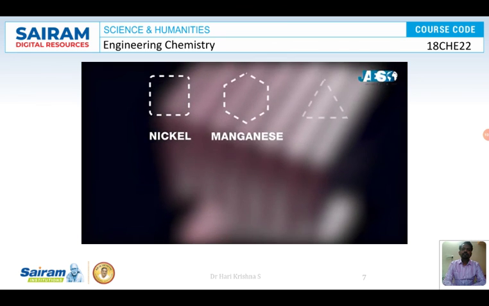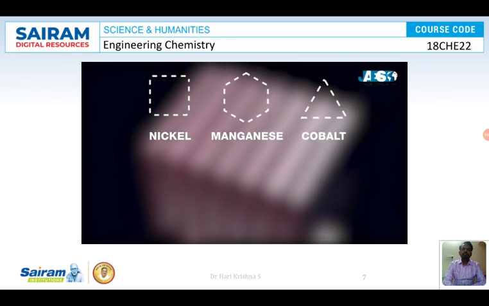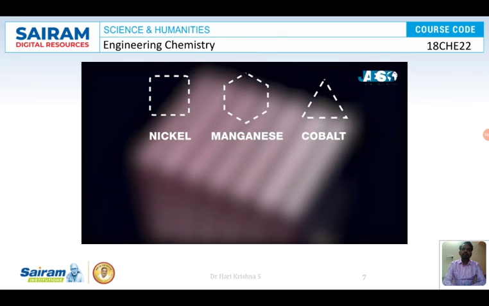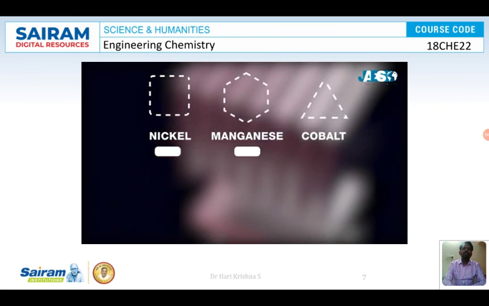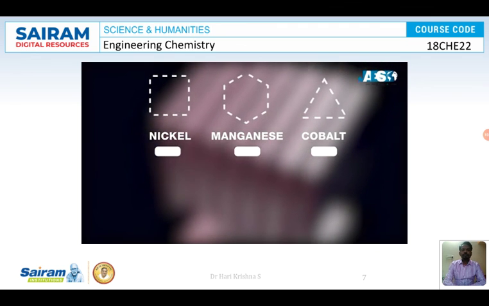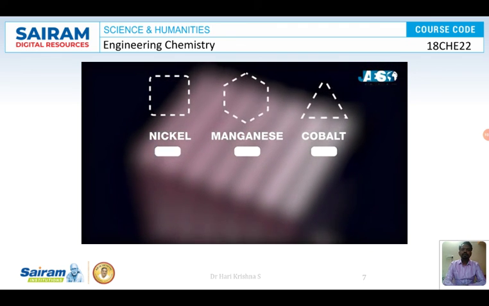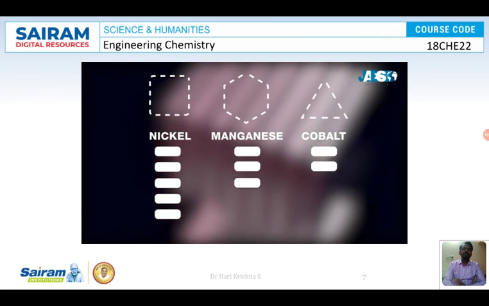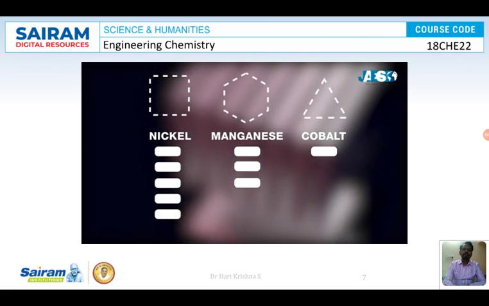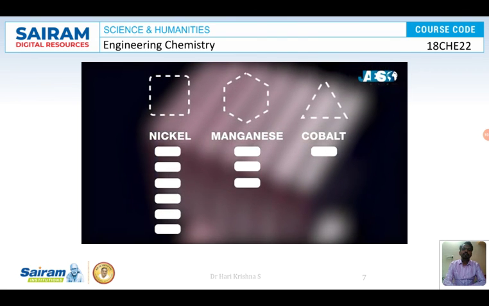This type of battery can have different cathode combinations. 111, wherein a part of nickel, a part of manganese, and a part of cobalt are present. Or 532, because of the high cost of cobalt, with five parts of nickel, three parts of manganese, and two parts of cobalt. Battery manufacturers are trying to replace cobalt in favor of nickel.